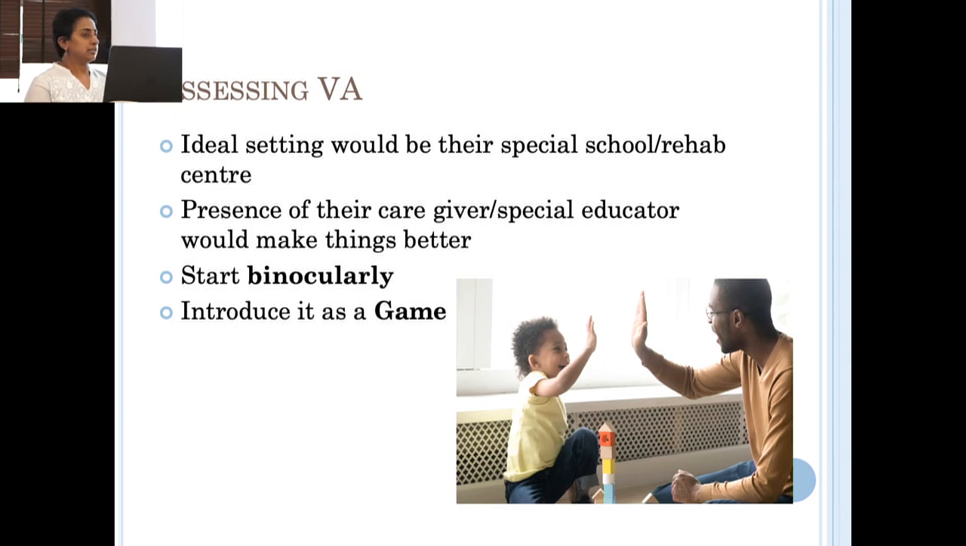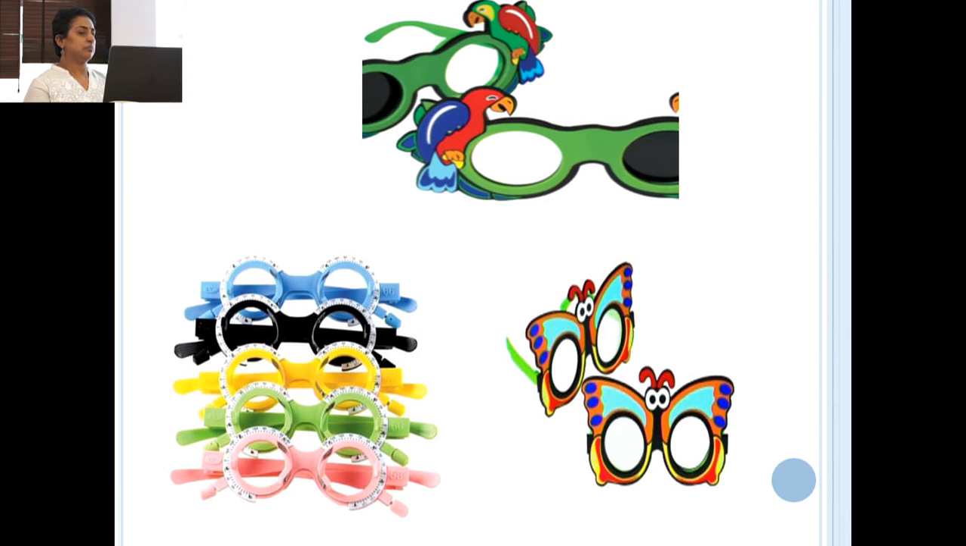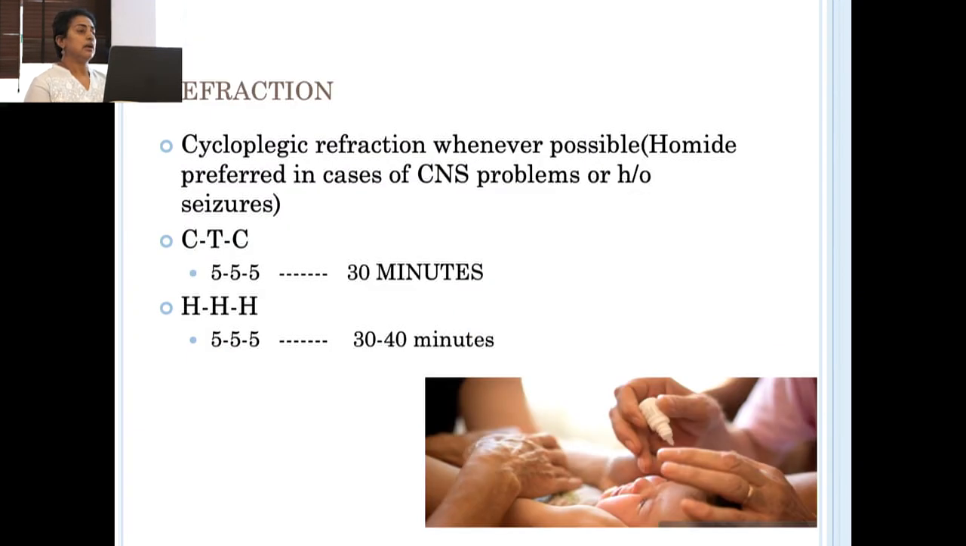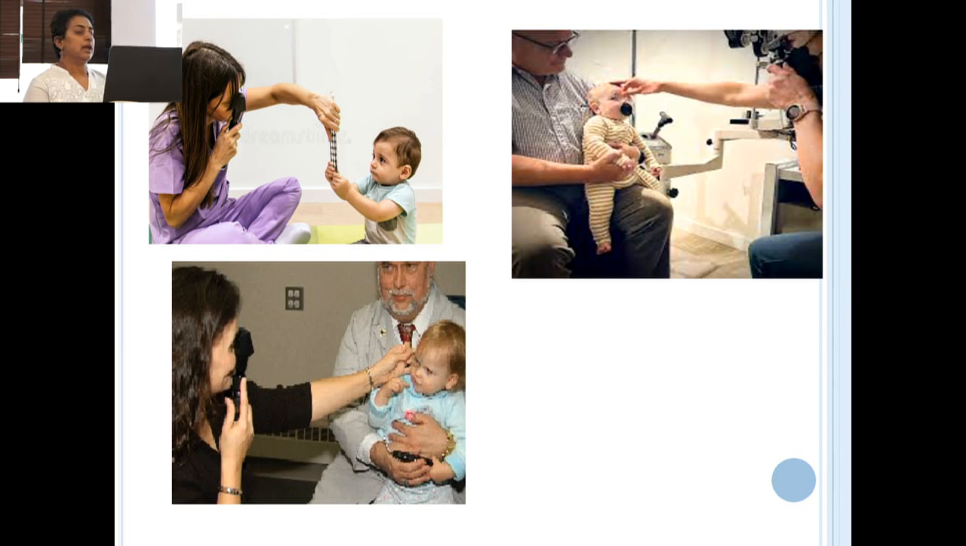A child may resist wearing a typical trial frame. You can use some fancy kind of trial frame, so the child may be curious to wear it. Then for assessing visual acuity, you can use preferential looking tests or some matching cards. Whenever possible, you should do a cycloplegic refraction. Home eye is preferred, and objective refraction may not be that easy.